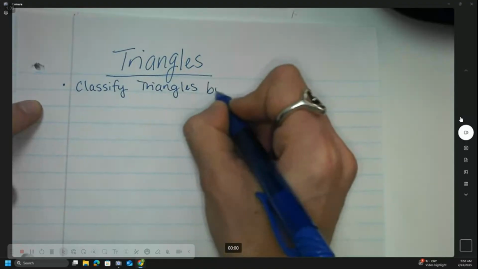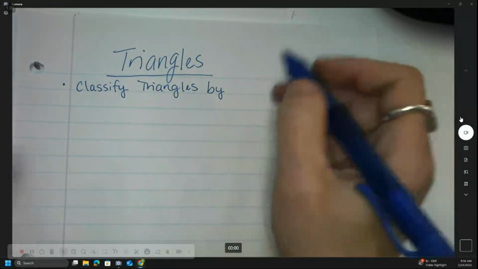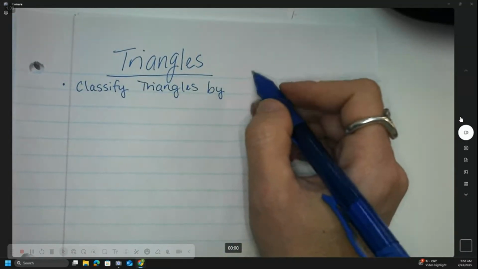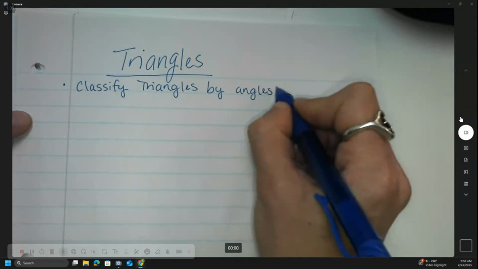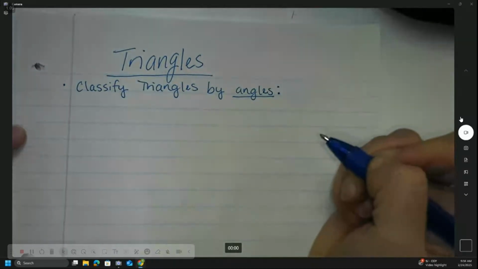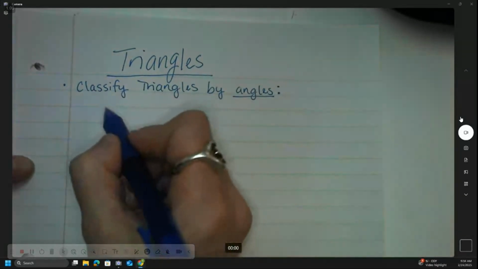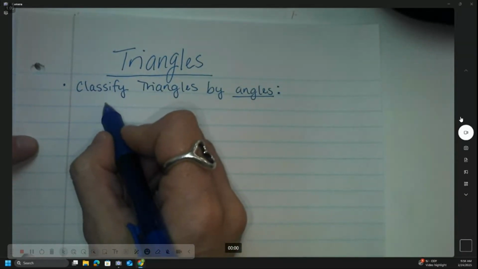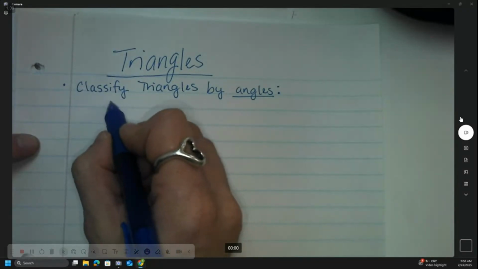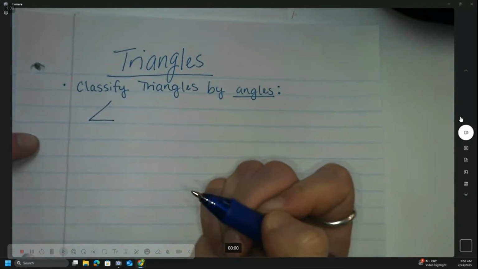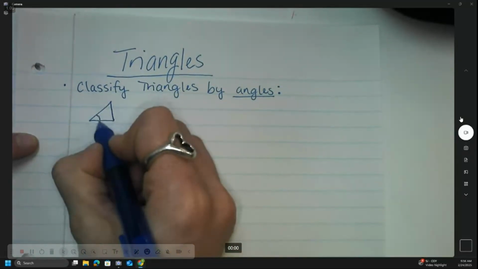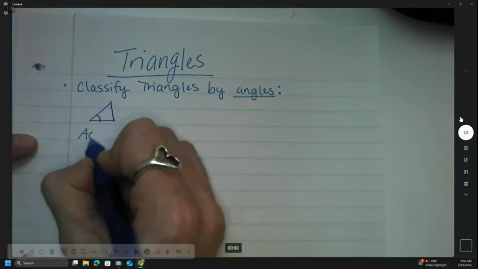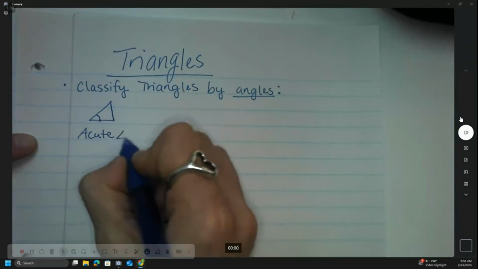You should know how to identify some of these triangles. You've got to be able to classify triangles by their angles and by their sides. So we're going to classify them by their angles first. There is something such as an acute triangle. If you were to draw an acute angle and then just close the other side in, that's an acute triangle.